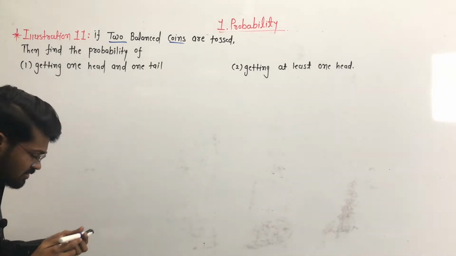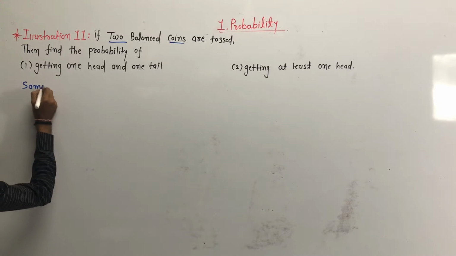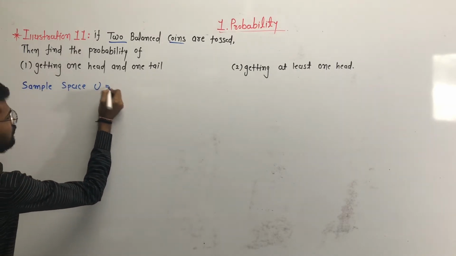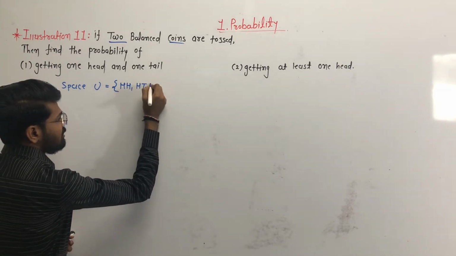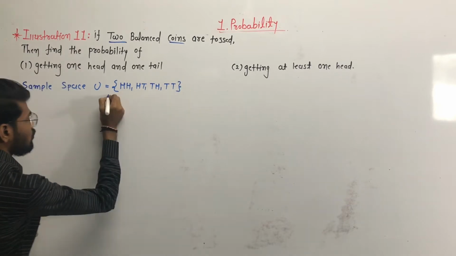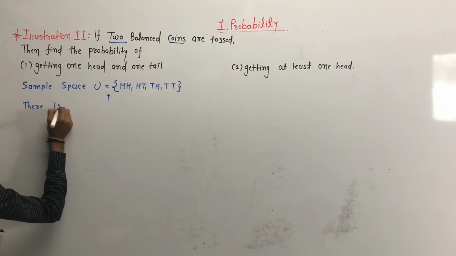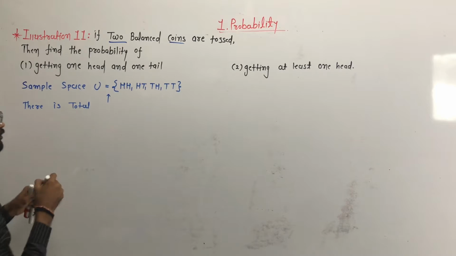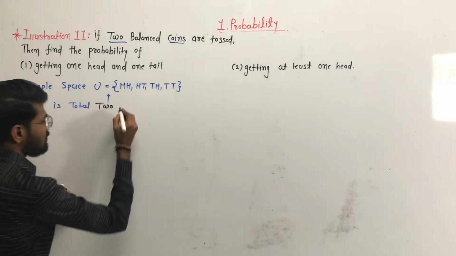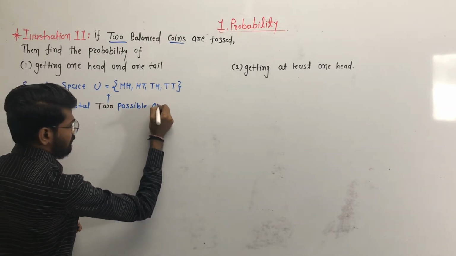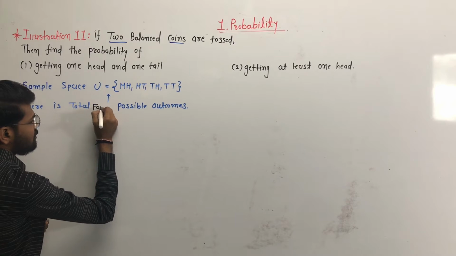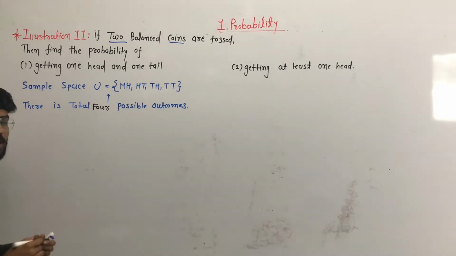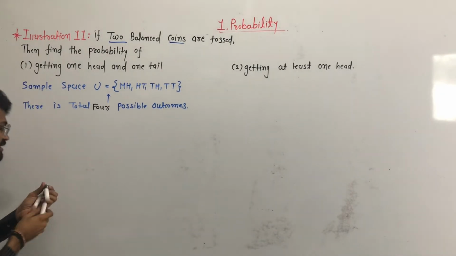If we toss two balanced coins, then how many possible outcomes will there be? 4. Yes, and it is our sample space. Sample space U is equal to the elements H H, H T, T H and T T. There are 4 possible outcomes, and the number of possible outcomes is denoted by N. So here N is equal to 4.